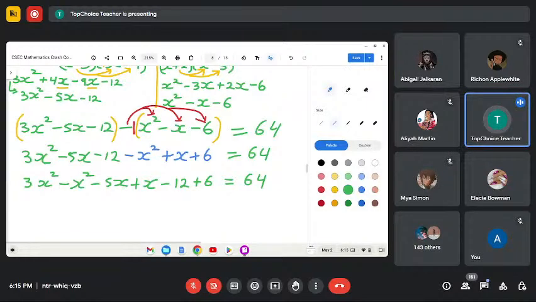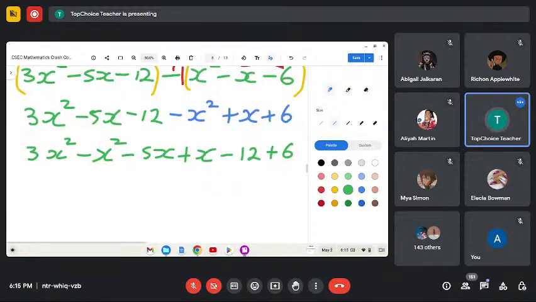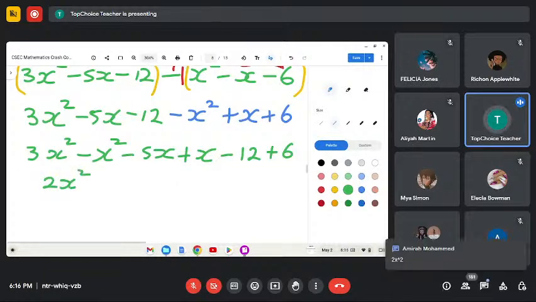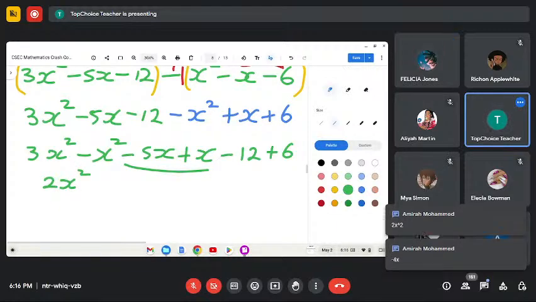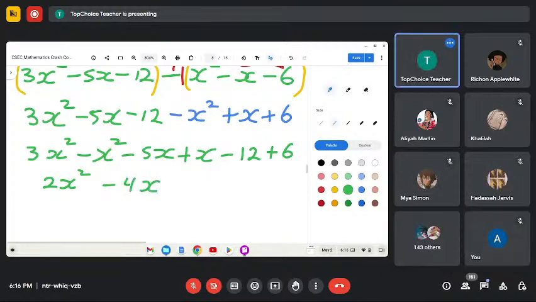So let's simplify. What is 3x squared take away x squared? 2x squared. What is minus 5x plus x? Minus 4x. Very good. If your directed numbers are bad, guys, use a calculator. This is just minus 5 add 1, because there's an imaginary 1 in front of that x.